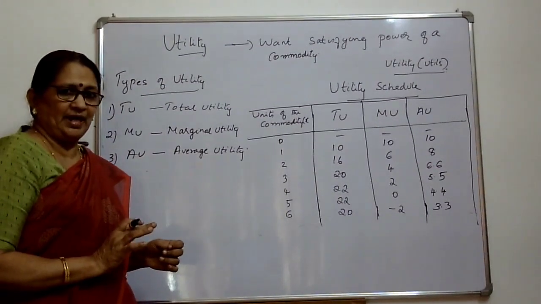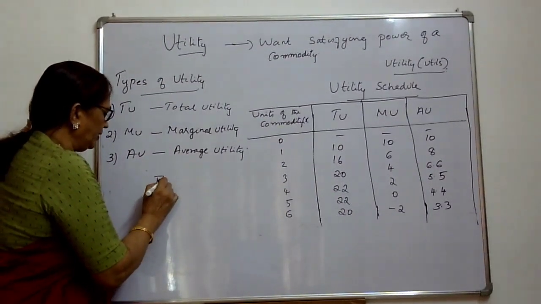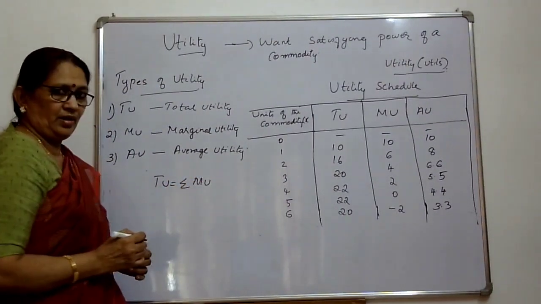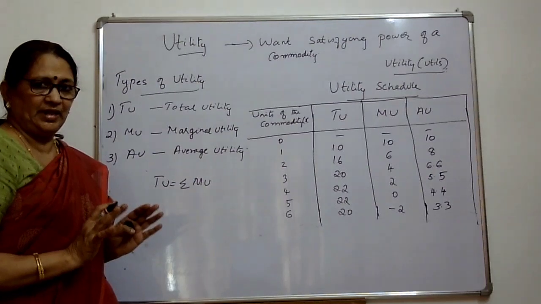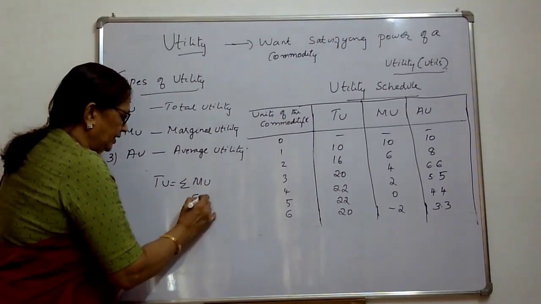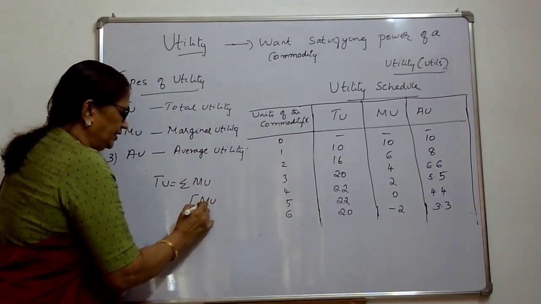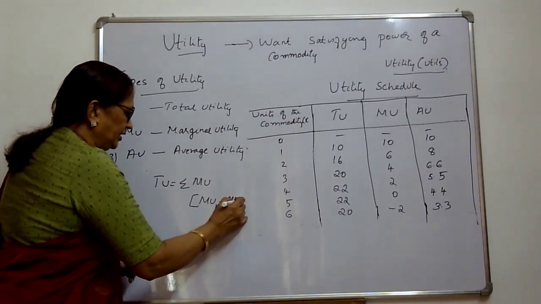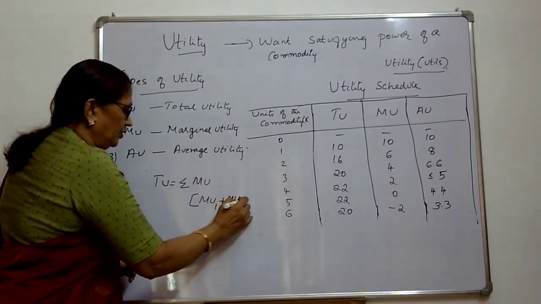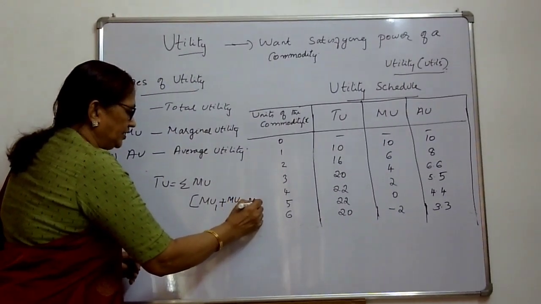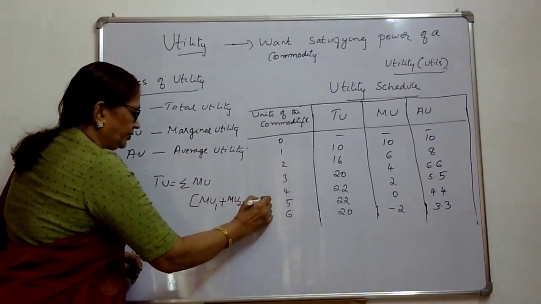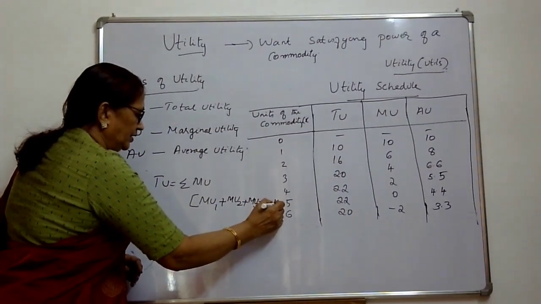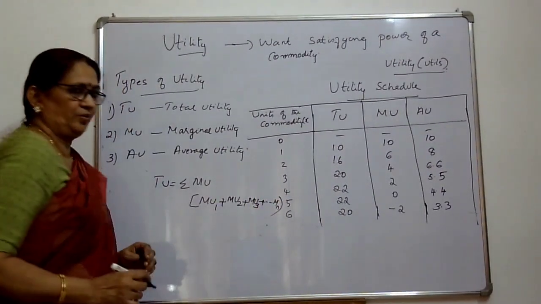So, how is it calculated? Total utility is sigma MU, the total of marginal utility. That is marginal utility of the first unit plus marginal utility of the second unit plus marginal utility of the third unit, and so on. However many units are given, that much to be added.